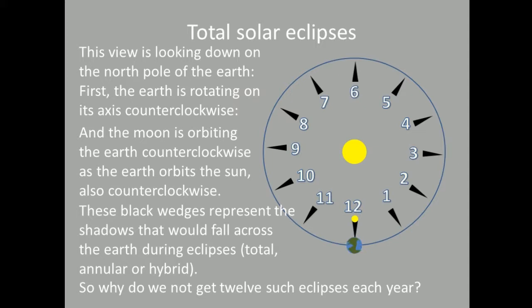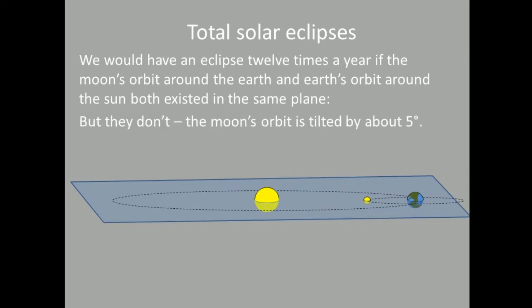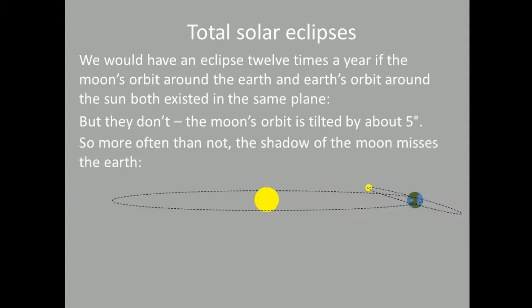So why do we not get 12 such eclipses each year? We would have an eclipse 12 times a year if the moon's orbit around the Earth and the Earth's orbit around the sun both existed in the same plane, like that. But they don't. The moon's orbit is tilted by about 5 degrees. So more often than not, the shadow of the moon misses the Earth.